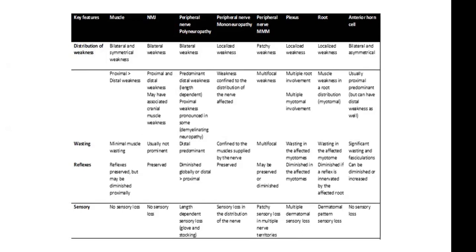The last one is anterior horn cell lesion, and you know this commonly as motor neuron disease. Now remember, motor neuron disease doesn't affect only the anterior horn cell, it affects other places too, but obviously anterior horn cell is significantly affected. If it is an anterior horn cell lesion, the lesion is always bilateral, but again it is non-symmetrical, asymmetrical. The two sides are different. And usually proximally predominant.